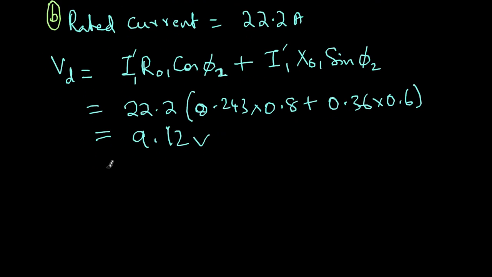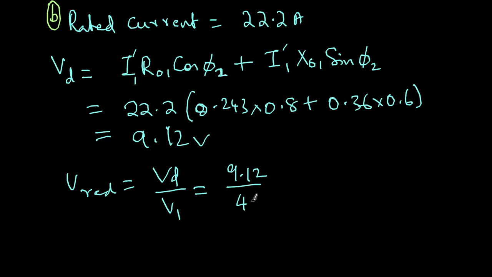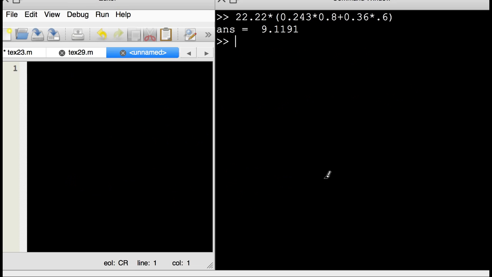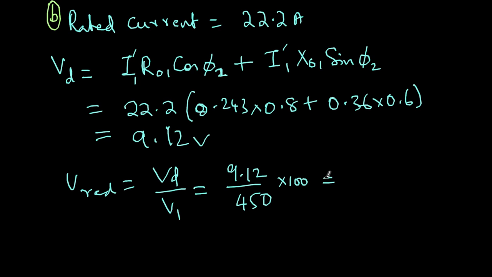If this is the drop, then what is the voltage regulation? It's nothing but voltage drop by rated voltage. We are doing everything at the primary side, so I'll keep V1. So 9.12 divided by 450, and I multiply by 100 to get it in percentage. So 9.12 divided by 450 into 100. So I get 2.026 percentage. So this is the percentage regulation.